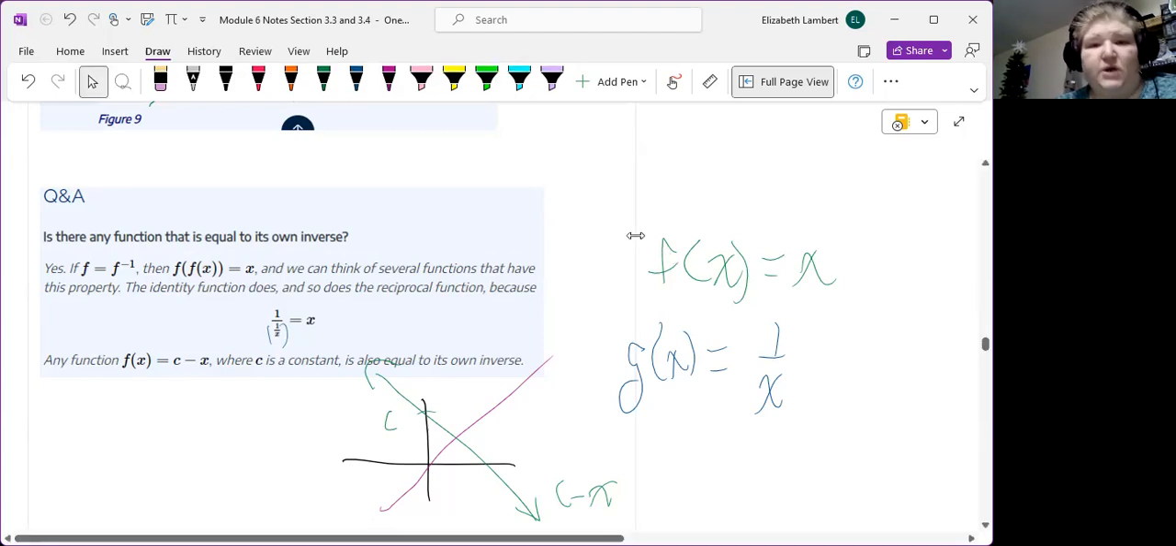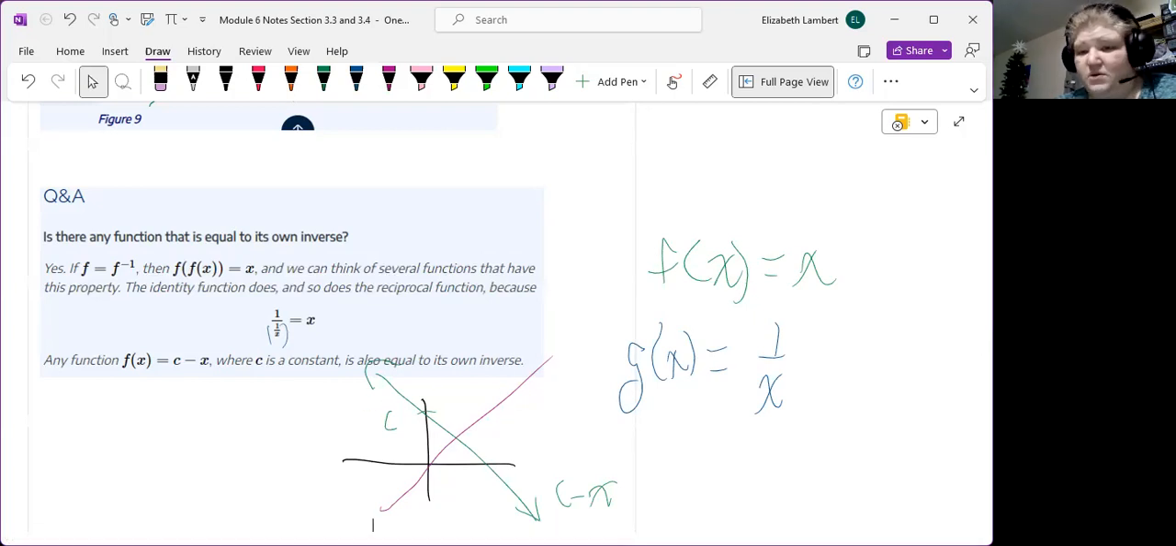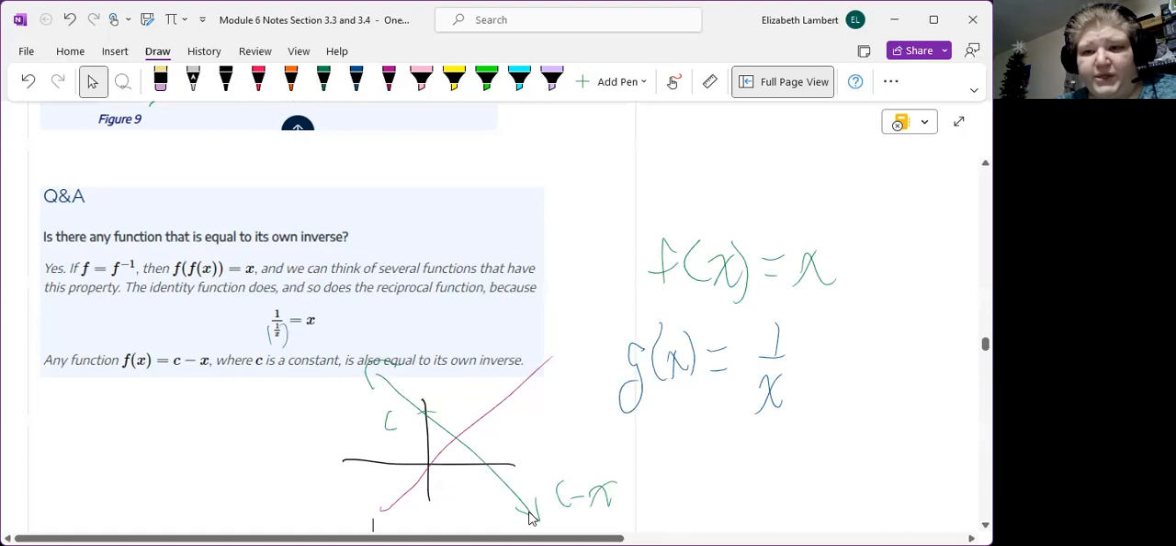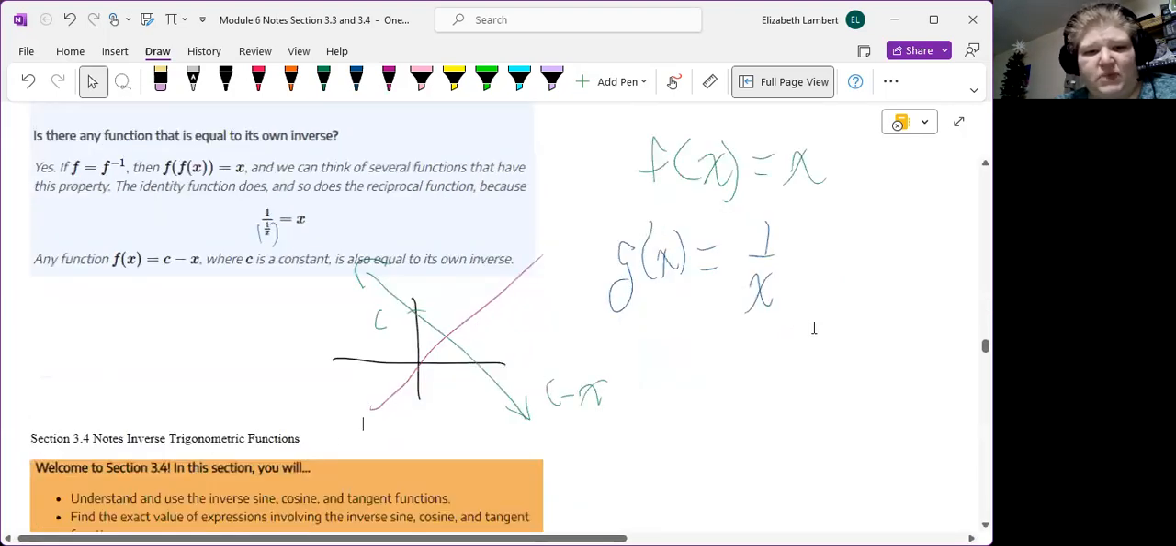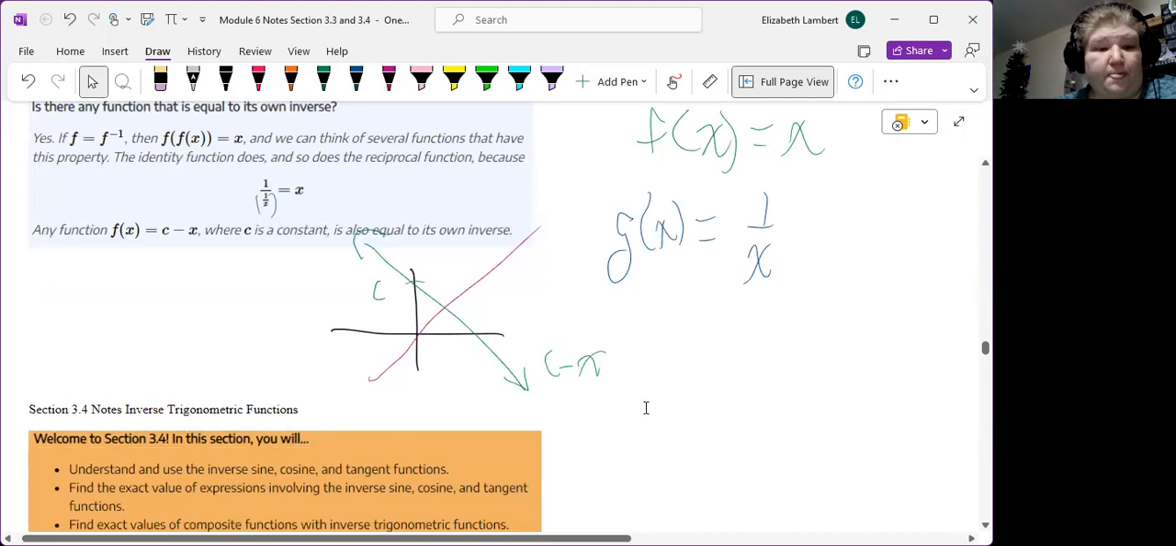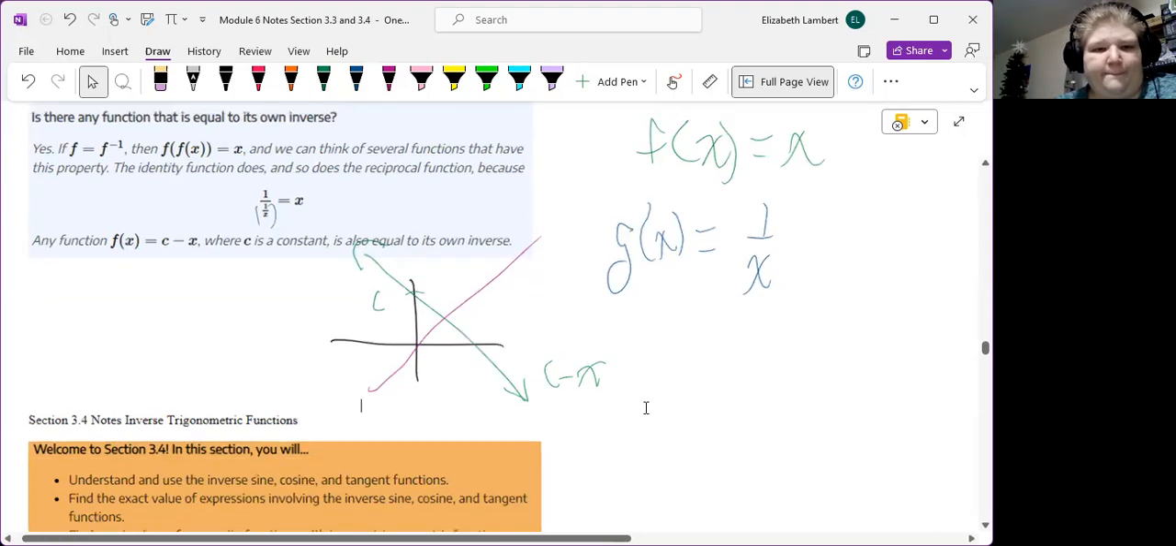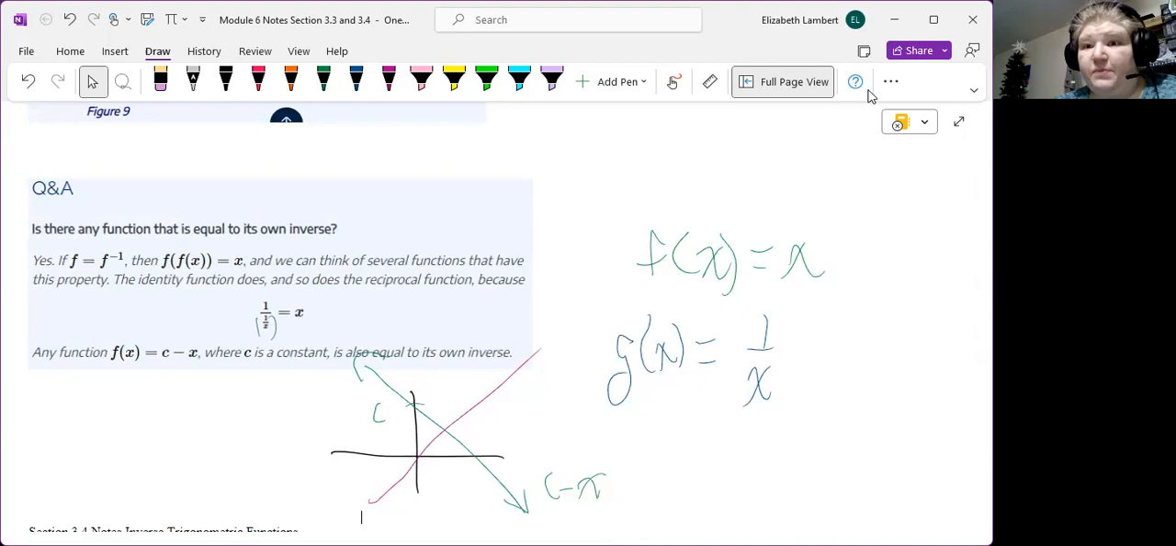All right, so there are other functions that we can draw that would be their own inverse, but they're going to exhibit like, they might be on the line. The points may be like the c minus x. All right, so that's the end of 3.3, and then I will record inverse trig functions.